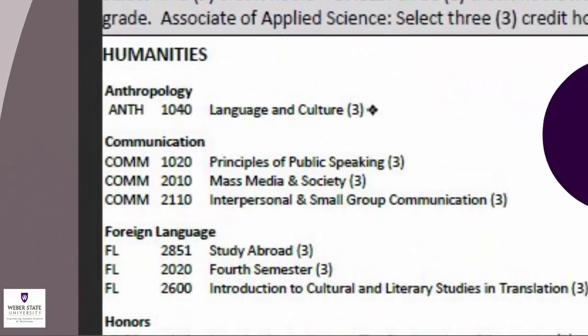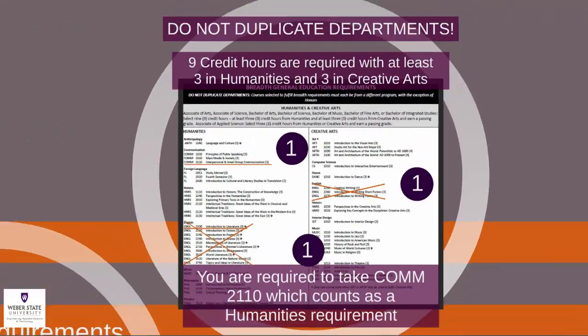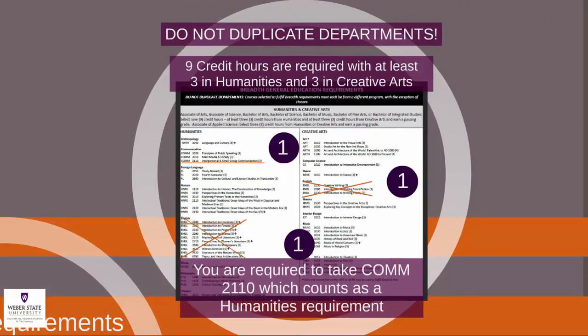Please note that manufacturing, engineering, technology majors are required to take COM 2110, which will fulfill 3 credits of your humanities requirement. Otherwise, you may take any of the courses in this area that are of interest to you and meet the requirements.